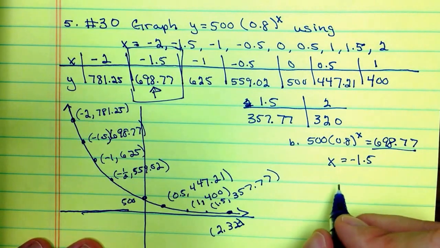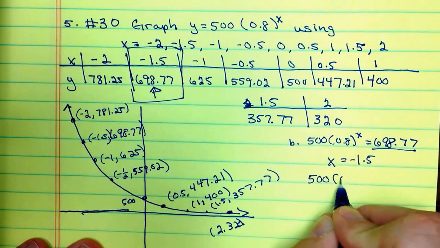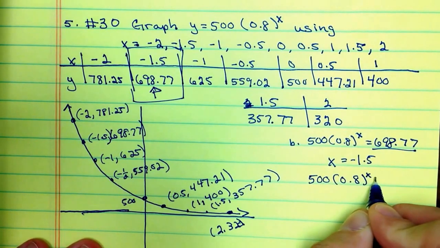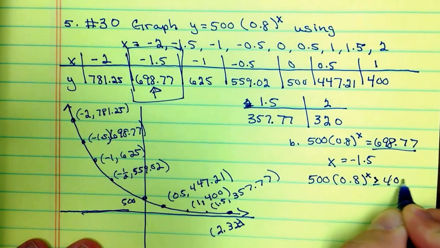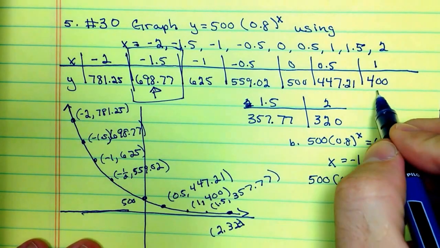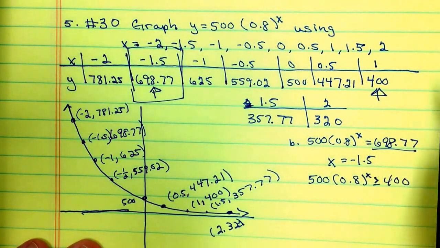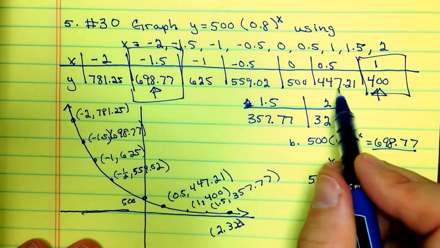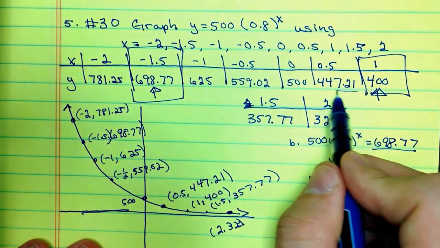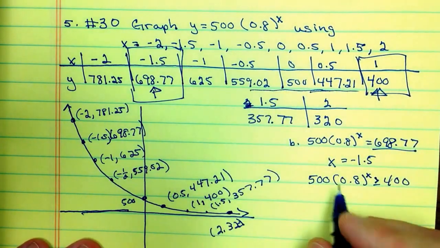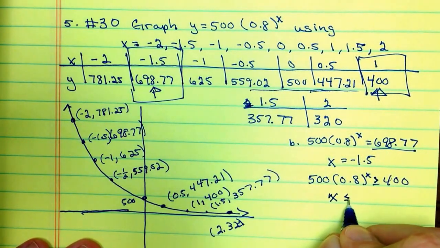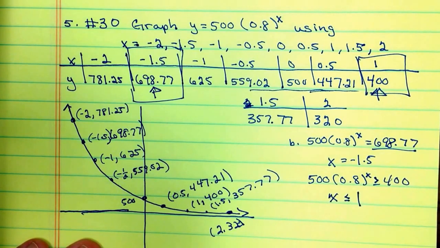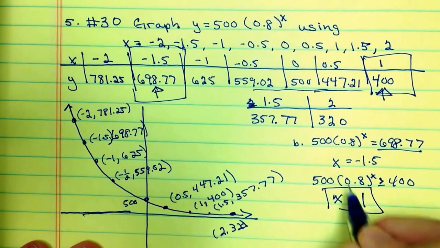All right, and then it says 500 times 0.8 to the x greater than or equal to 400. Here's the other one to solve. Well, here the output is 400. Where are the y values bigger than 400, to the left or the right of 1? Well, the answer is to the left. All these are bigger. So the answer is going to be x needs to be less than or equal to 1. Okay? So there's the answer for those two.